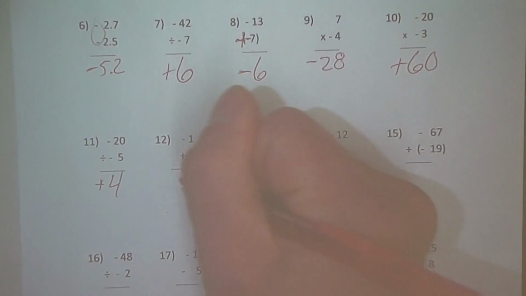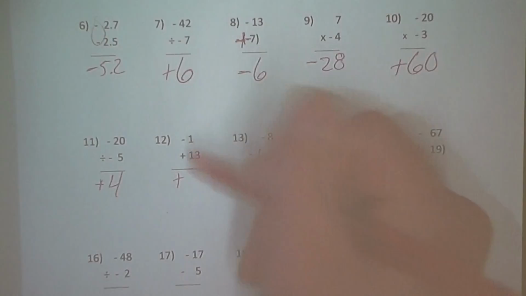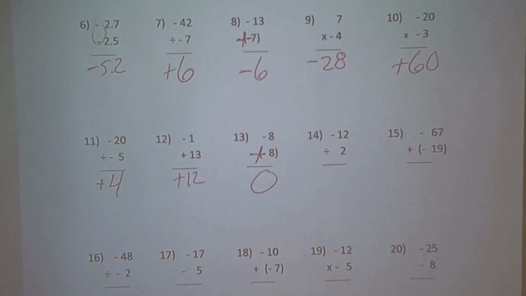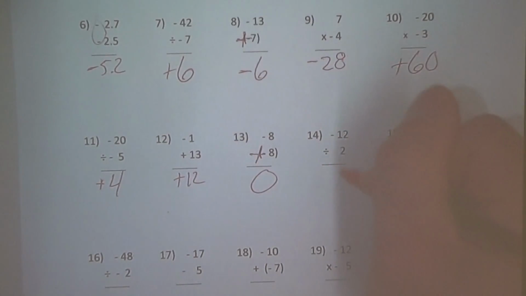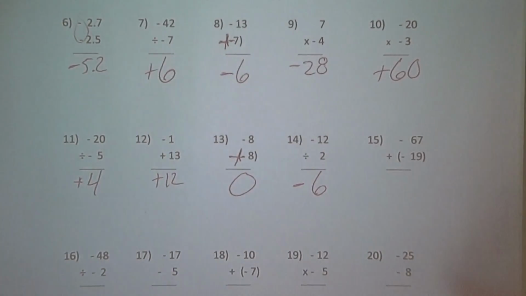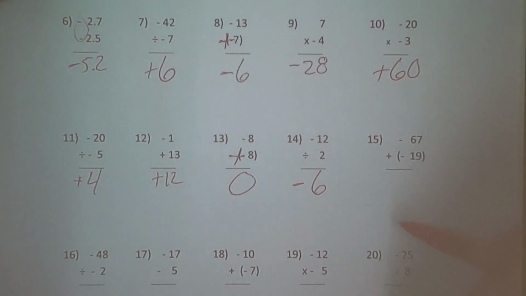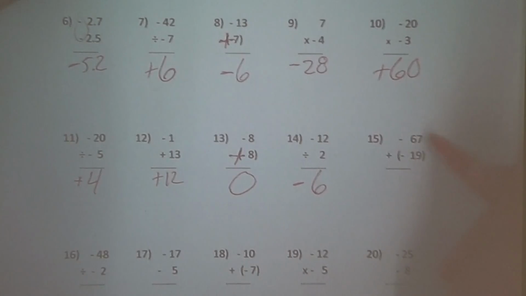Negative 1 plus 13. The answer is going to be positive. 13 minus 1 is 12. Negative 8 minus a negative 8. That turns to plus. 12 divided by 2 is 6. Negative divided by a positive is a negative. Negative 67 plus a negative 19. Oh, look at that. Some of these are the same problems. These, same sign, we add. Whoops, that's a plus sign. We end up with a negative because we add them and get a negative.